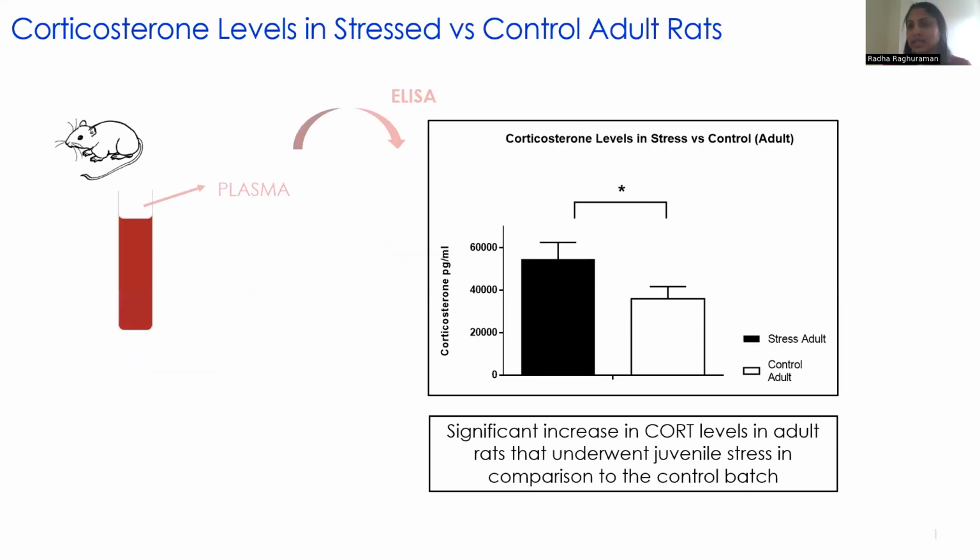Just as a sanity check, although this is a well-established stress model, just to establish that there is indeed a significant increase in the stress levels between the healthy and the juvenile stress animals, I measured corticosterone levels, and there was a significant increase in cort levels in the adult rats, in these 5 to 7 week old rats.